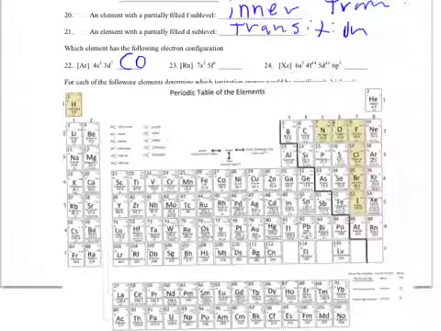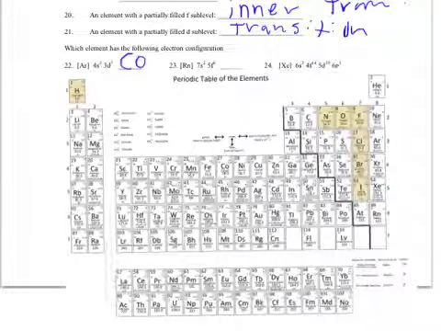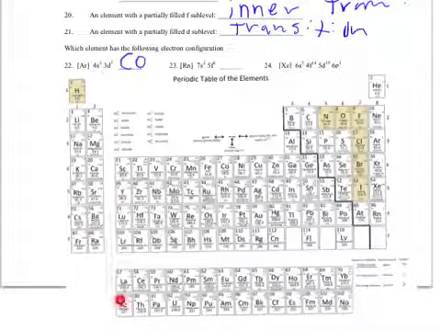And then number 23, it's 7s2 5f6. So let's move this up a little bit. 7s would be here, and then 5f6. 1, 2, 3, 4, 5, 6. That would be our old friend plutonium.